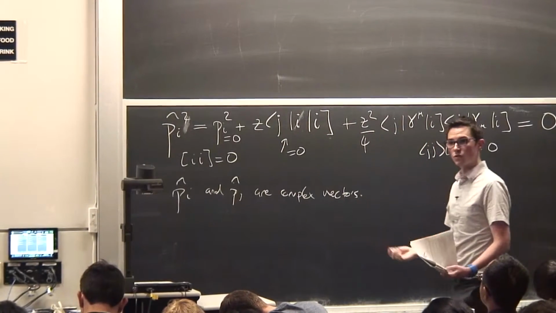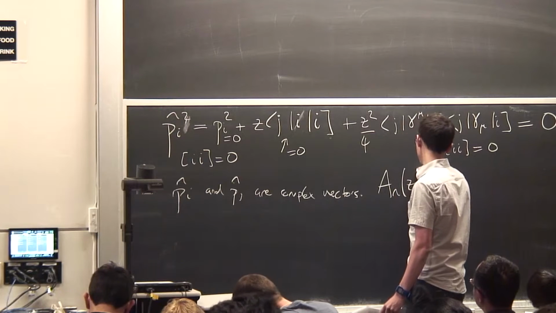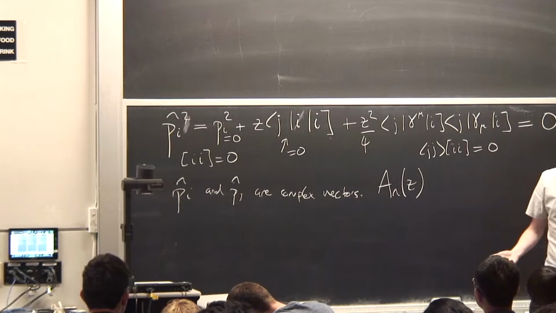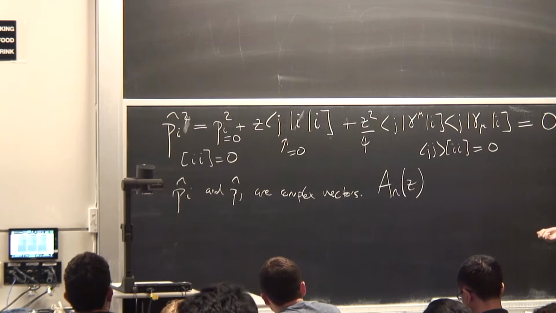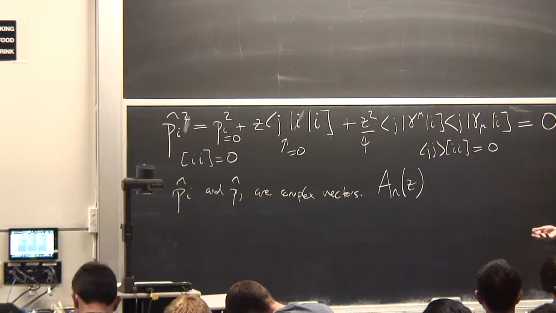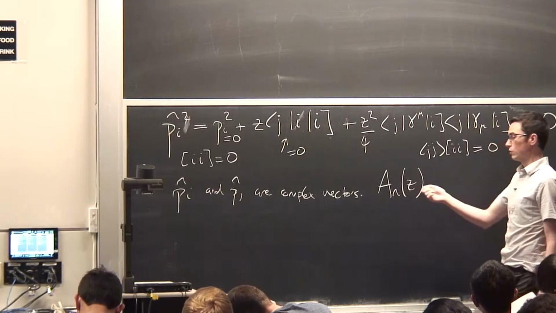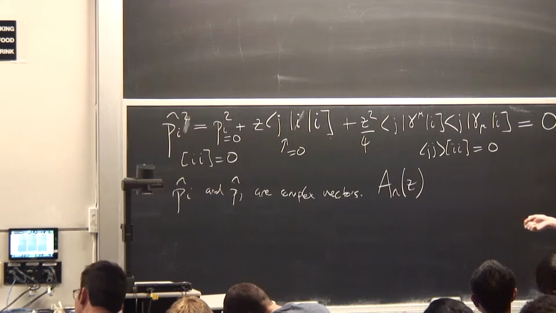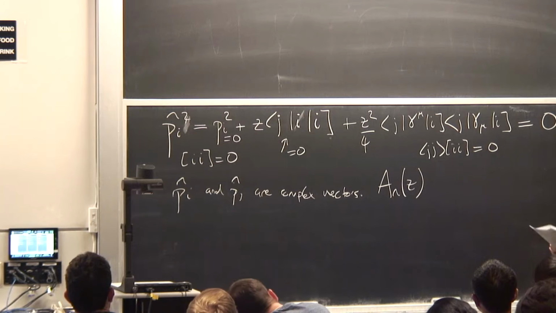Okay. So this amplitude now, A_n(z), is now a complex function. Right? So we've taken our physical scattering amplitude, we've rewritten it in terms of these new momenta, which now depend on z, and now we have a complex function which we call A_n(z). Okay? Everyone's happy so far? Cool. All right.